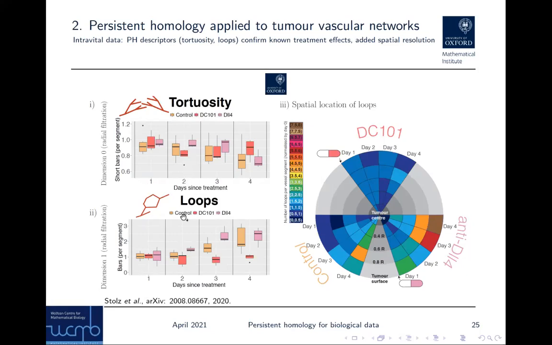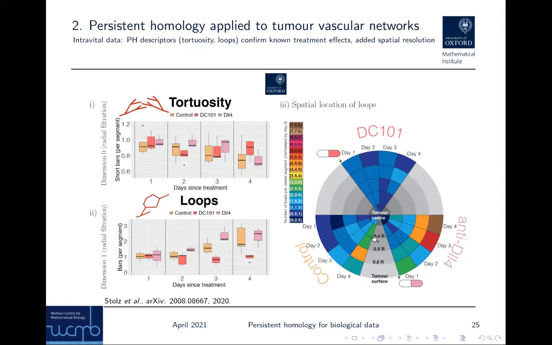And for loops, you can see an even more extreme effect. So here in pink, for the more abnormal vascular structures, you can really see how the number of loops goes off and becomes quite high. And the controls also increase the number of loops, but not quite as much, especially on day 3 after treatment, whereas DC101 really stabilizes the number of loops over time.